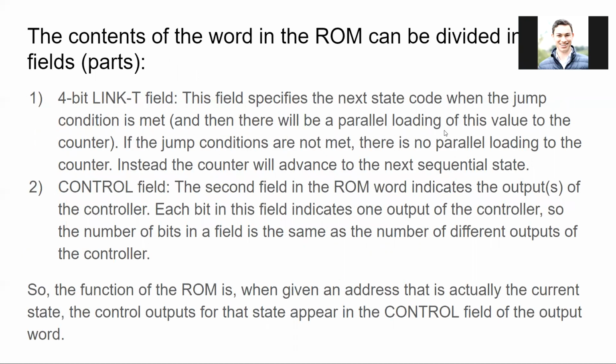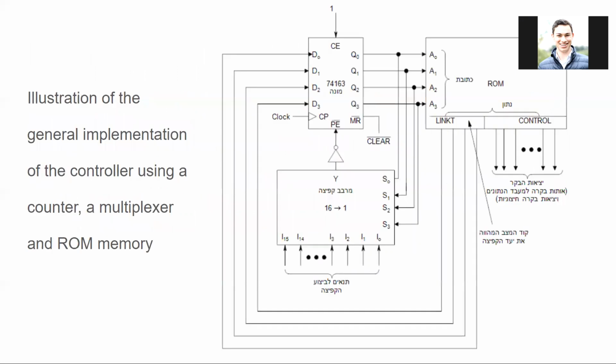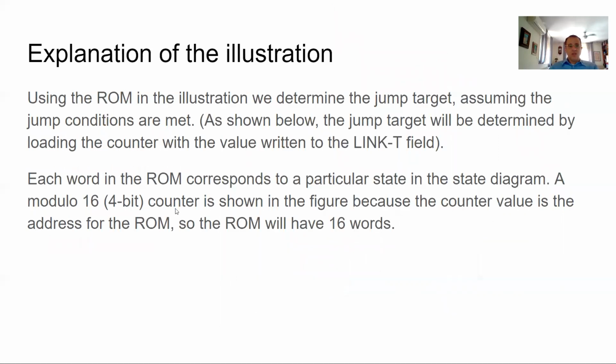Okay. Wait, so that's not 16 bits, that's 16 times 4 bits? What? When you say that, I don't know what you mean. The address from the counter to the ROM is 4 bits, which gives 2 to the 4th possibilities, which is 16, which is why he says the ROM will have 16 words.